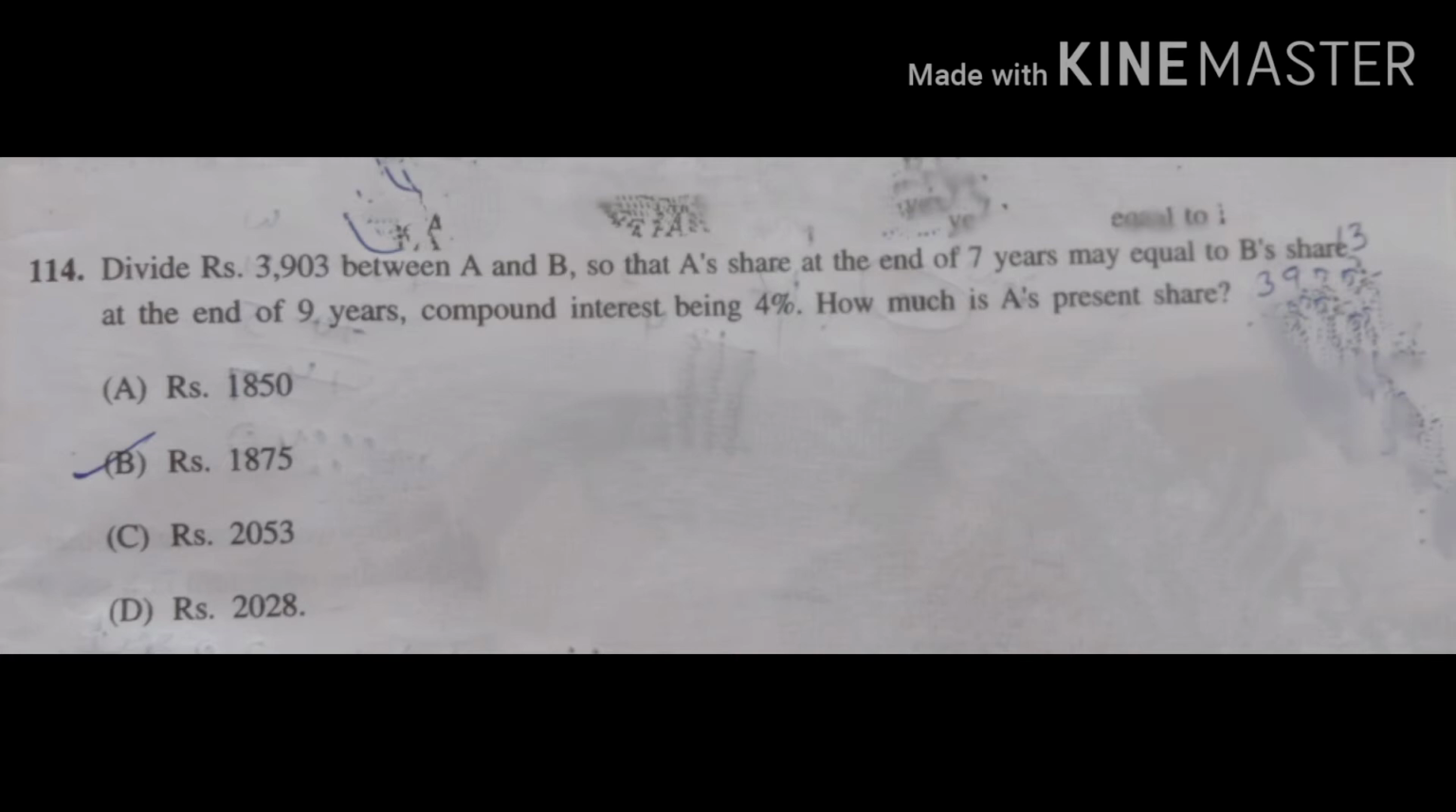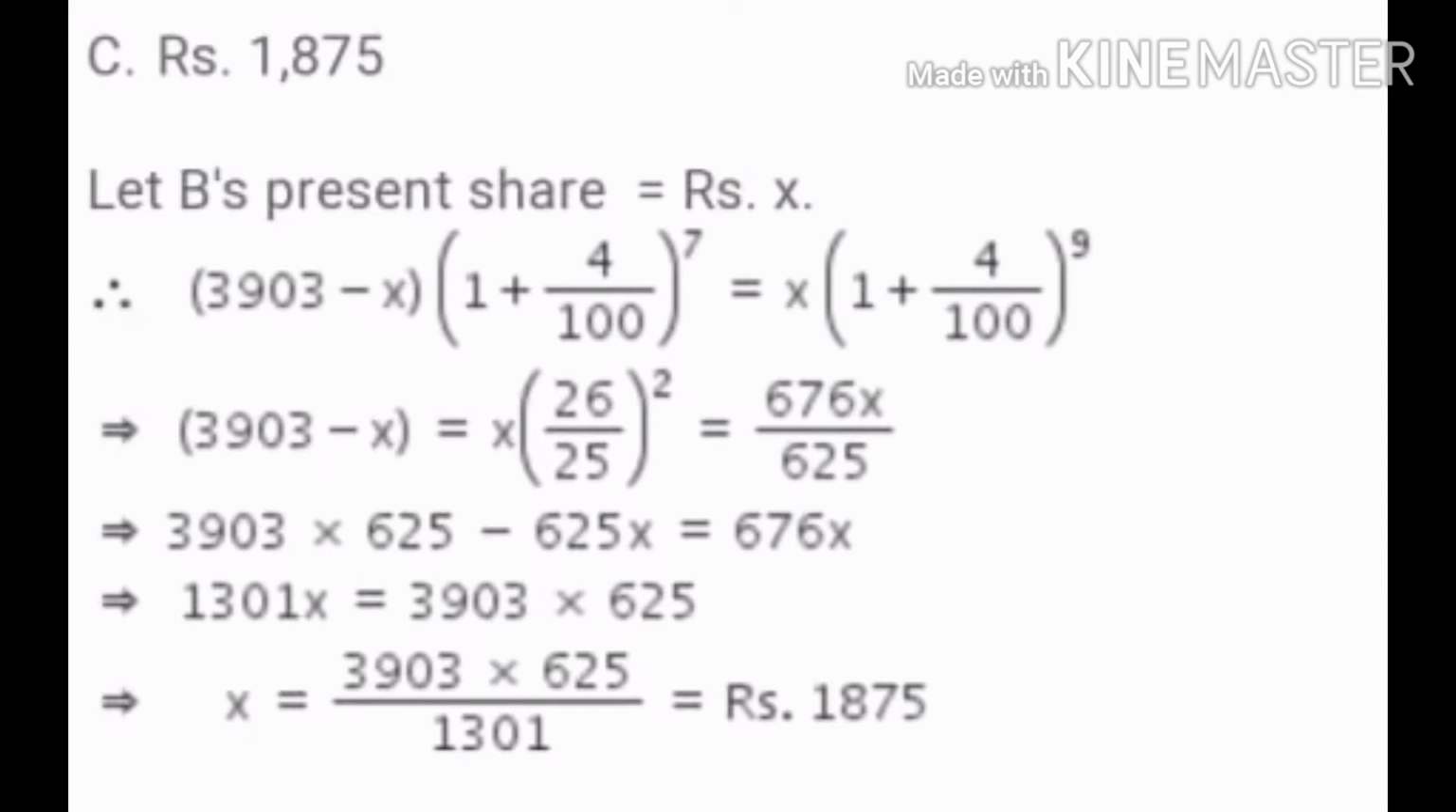Move to the 14th question. Divide 3903 between A and B so that A's share at the end of 7 years may equal B's share at the end of 9 years. Compound interest being 4%, how much is A's present share? So options are 1850, 1875, 2053, 2028. So move to the solution.